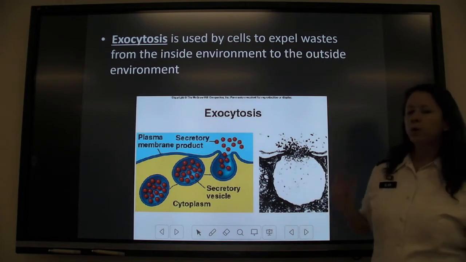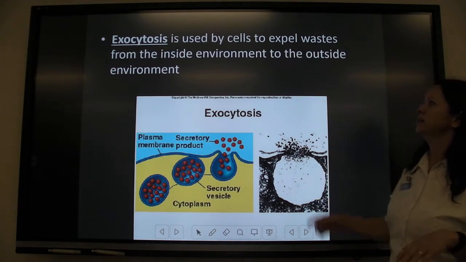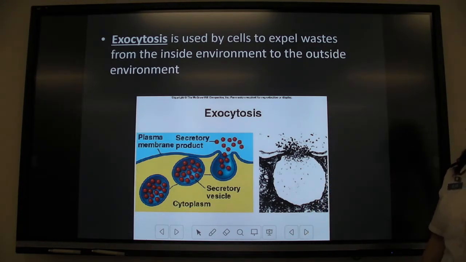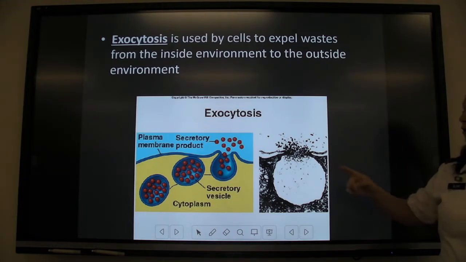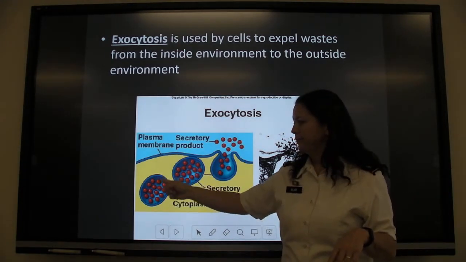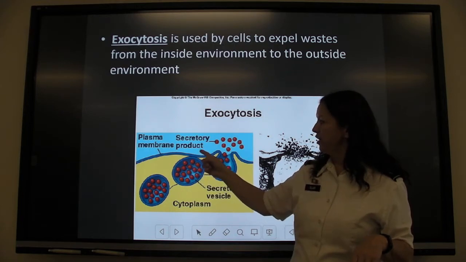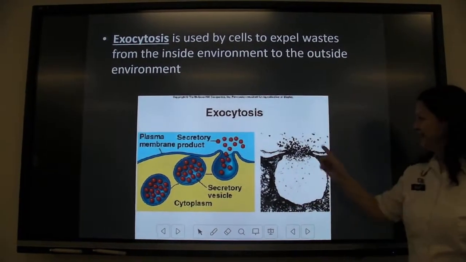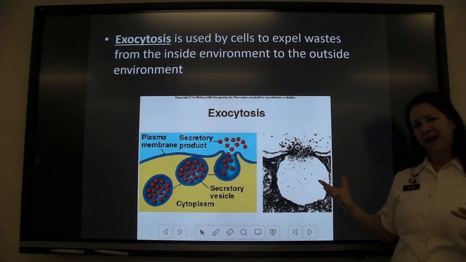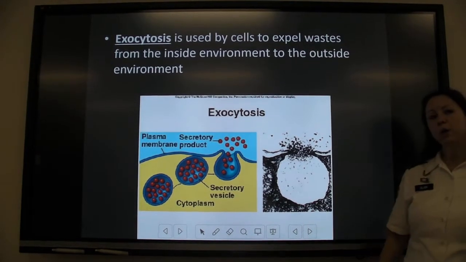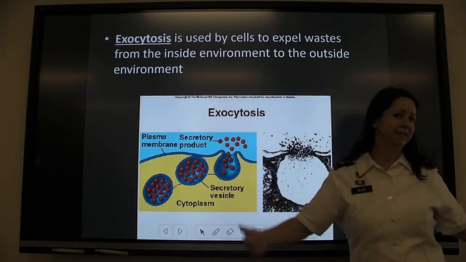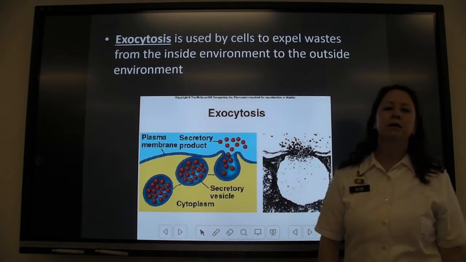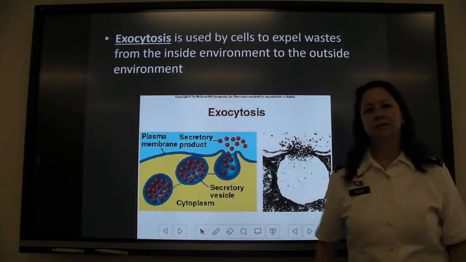Now, cells will also get rid of stuff in the opposite process, and that's called exocytosis. Okay, exocytosis is used by cells to get rid of wastes from the inside to the outside. So here's a little packet full of waste. It moves to the cell membrane, attaches, and then it's almost like it spits out all the bad stuff. All right, this is an actual microscope picture of that happening. All right, so endo, in, exo, exits. That's how you can keep them apart. Endocytosis, endo, in. Exocytosis, exo, exits the cell.